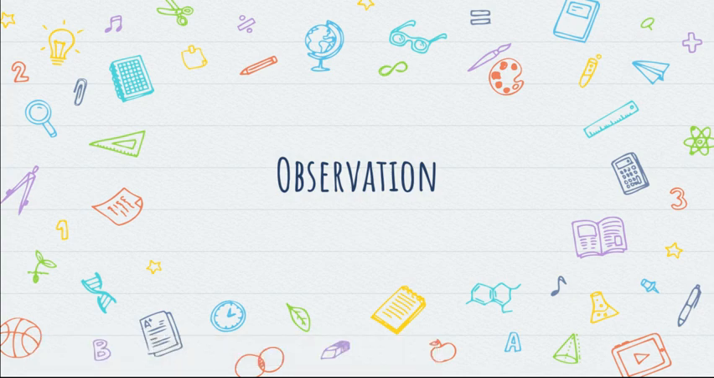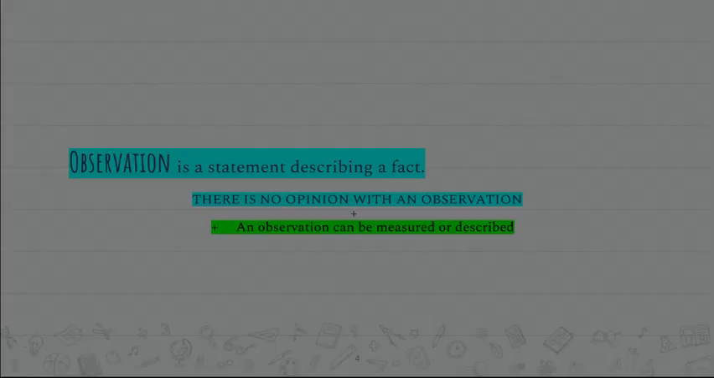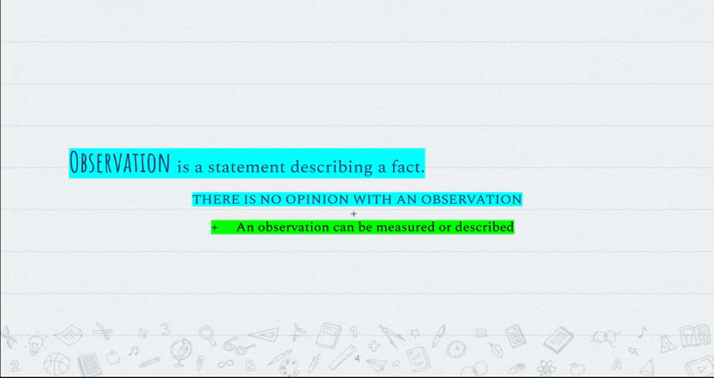All right, so reviewing. We're looking at an observation. An observation is a statement describing a fact. There is no opinion with an observation. An observation can be measured or described.